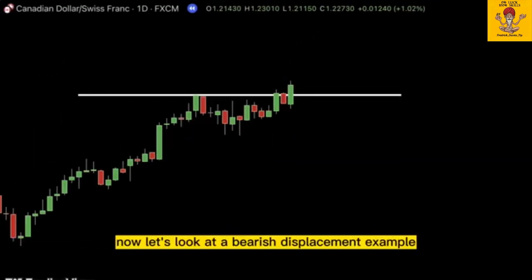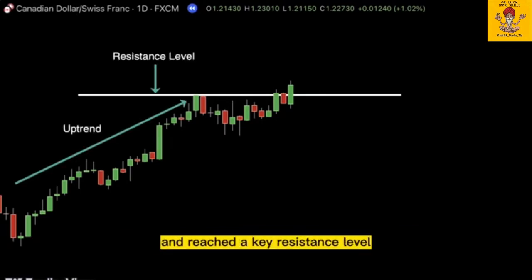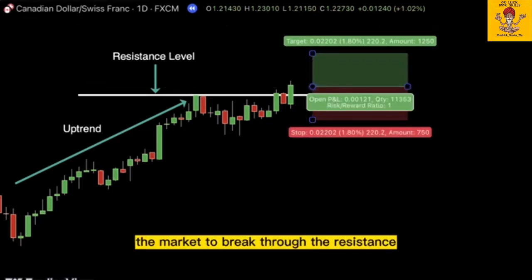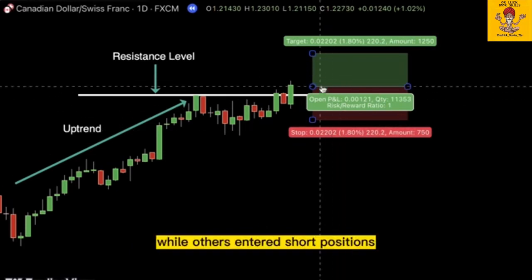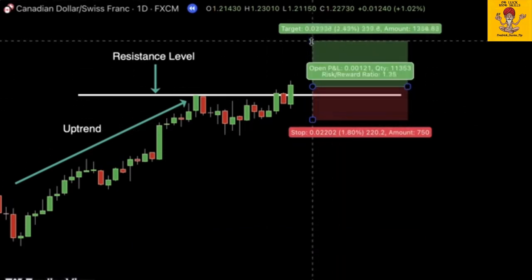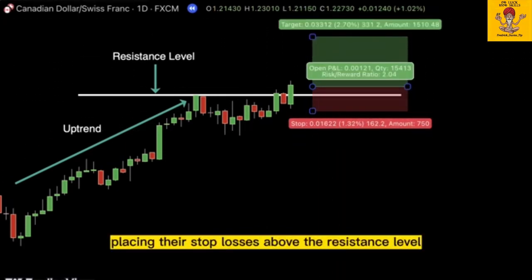Now, let's look at a bearish displacement example, which happens after a buy-side liquidity sweep. In this case, the market was trending upward and reached a key resistance level. Many traders expected the market to break through the resistance and continue higher, while others entered short positions, placing their stop losses above the resistance level.